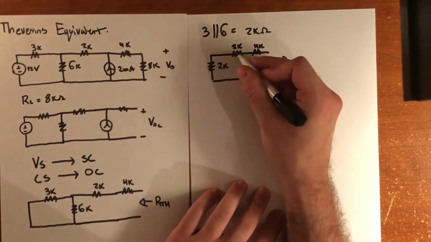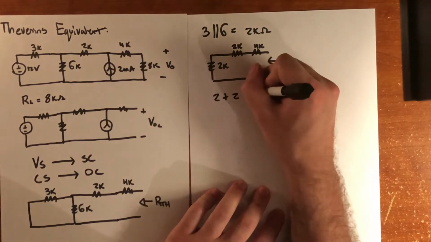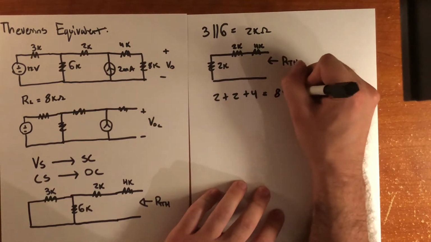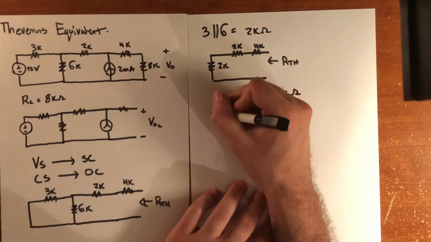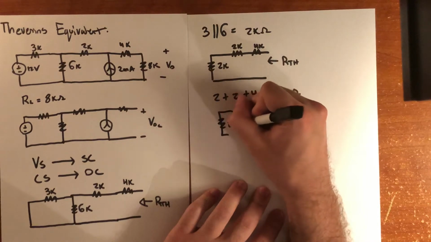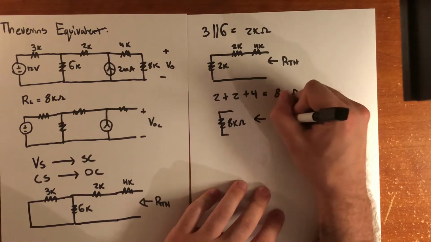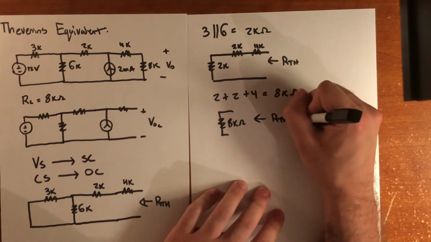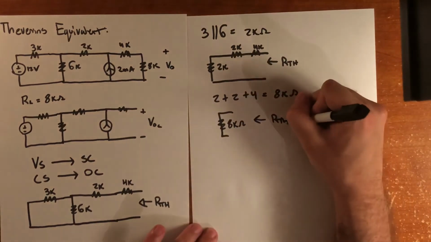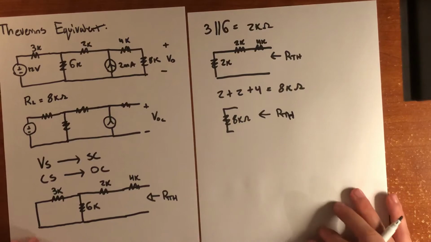Now we can say 2 is in series with 2, which is in series with 4. So 2 plus 2 plus 4 gives us 8 kilo ohms. So therefore, we have an 8 kilo ohm resistor, and that is equal to RTH. Okay. So now we found the equivalent resistance.